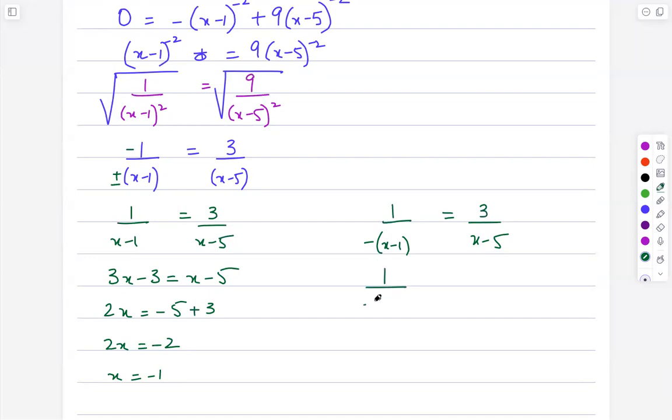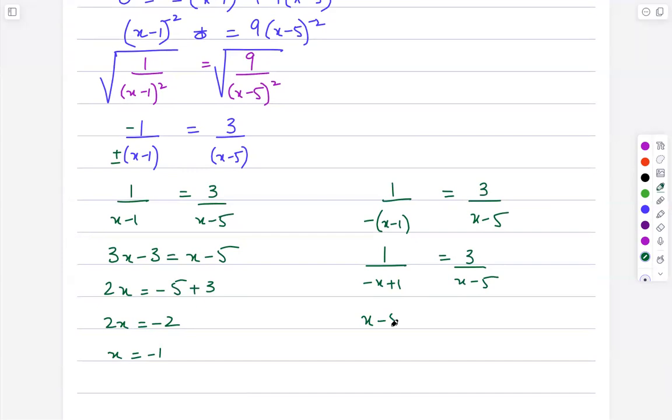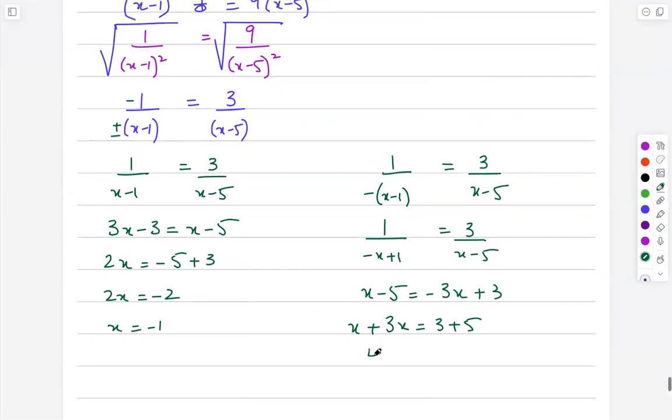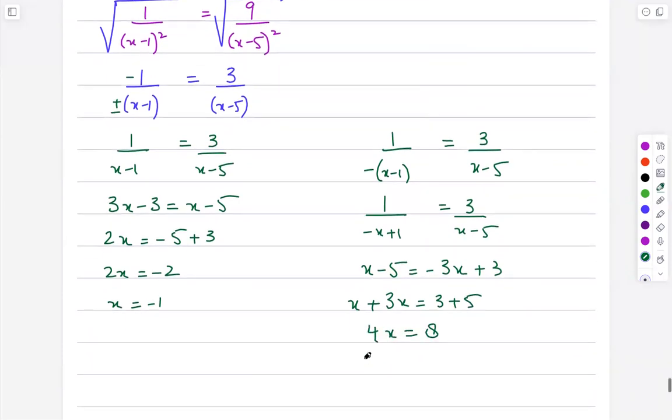So we can write it as minus x plus 1 is equal to 3 upon x minus 5. Cross multiplying, we'll get x minus 5 is equal to minus 3x plus 3. Now taking 3x on this side, we'll get x plus 3x is equal to 3 plus 5. So 4x will be equal to 8, and x will be equal to 2. So the two values of x are x equals 2 and x equals minus 1.